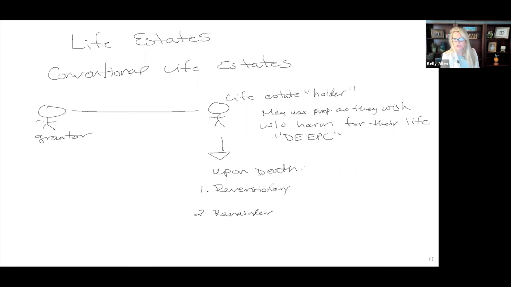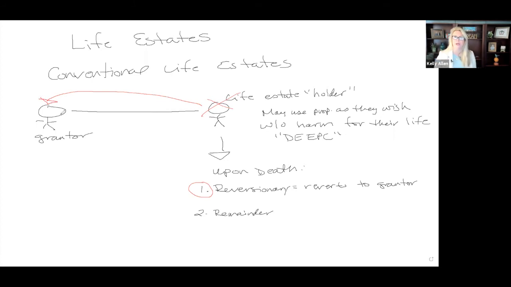If we set up a reversionary interest, then the property reverts to the grantor. I'll show that to you in a different color right here. So if we're going to do number one, then when this person passes away, that property will revert to the original grantor automatically.